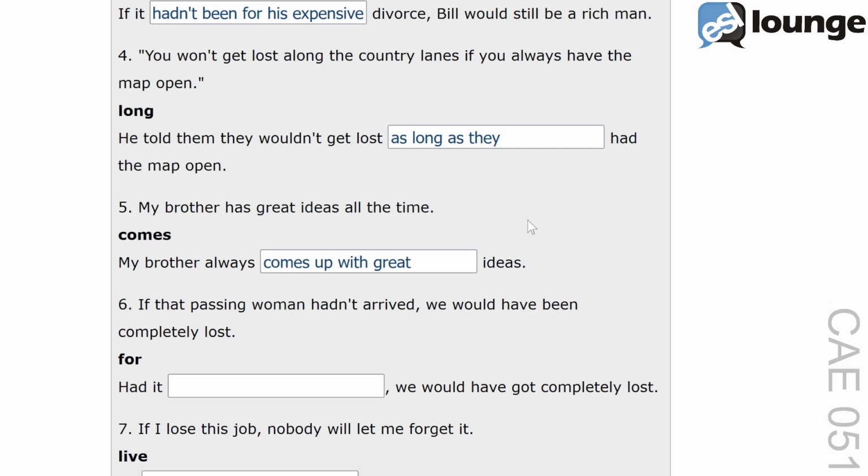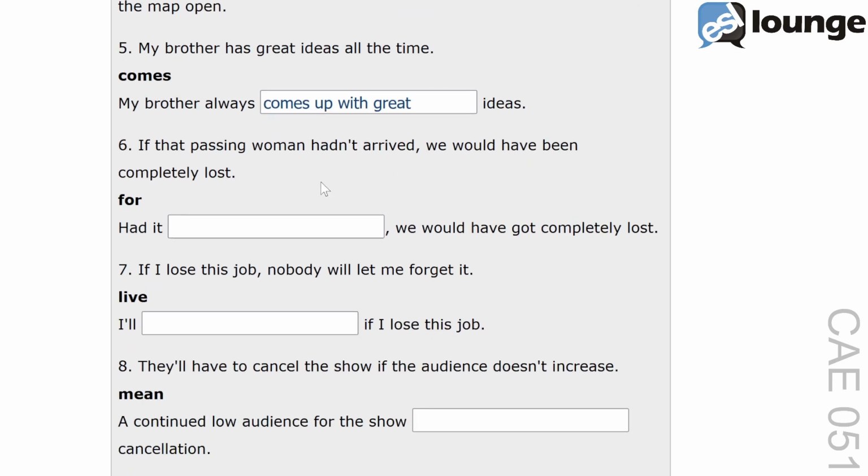Next, number 6. The original sentence is, if that passing woman hadn't arrived, we would have been completely lost. The keyword is for, and the second sentence is, had it blank, we would have got completely lost. The correct answer is, had it not been for that passing woman, we would have got completely lost.